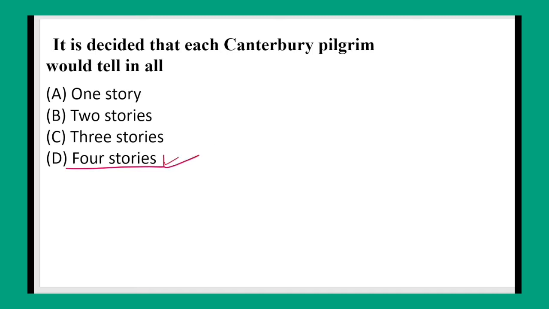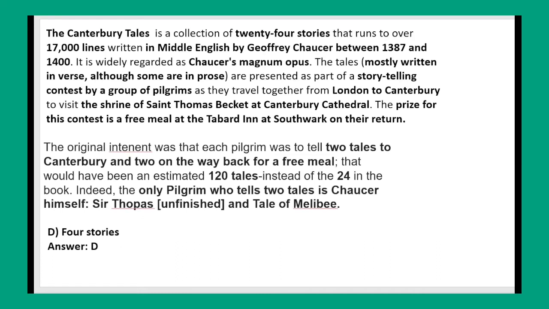But now let's see some explanations here. The Canterbury Tales is a collection of 24 stories. Really, Chaucer wanted to write 120 stories, but unfortunately it was unfinished and he only completed 24 stories. It runs to over 17,000 lines in Middle English by Geoffrey Chaucer, between 1387 and 1400.